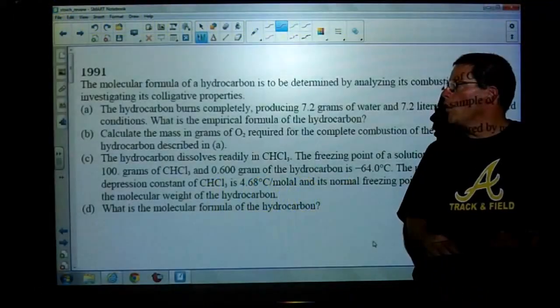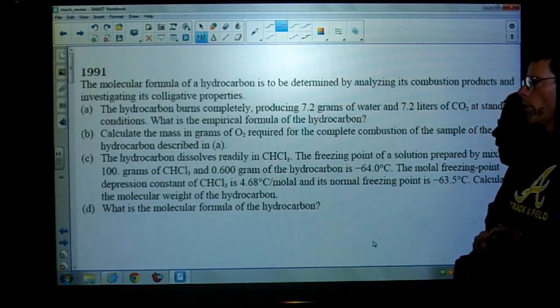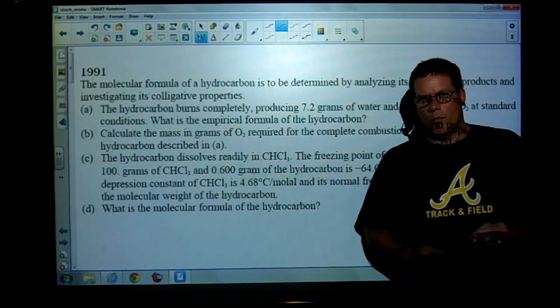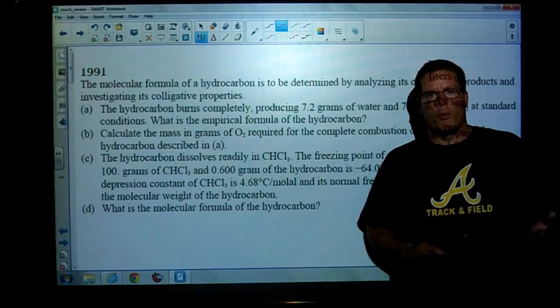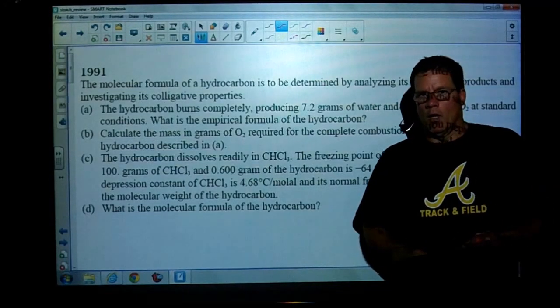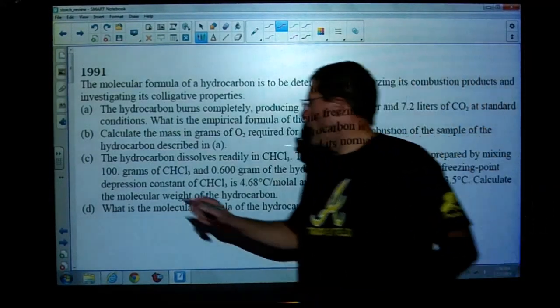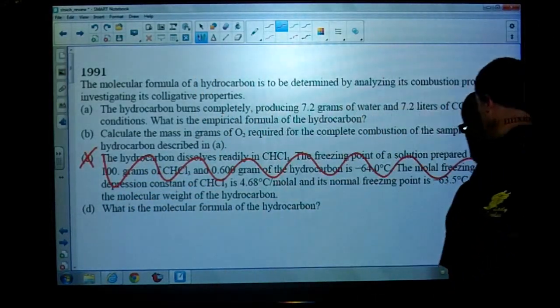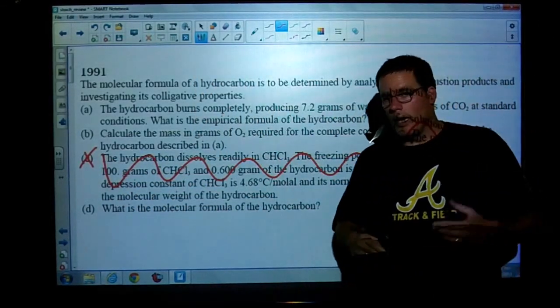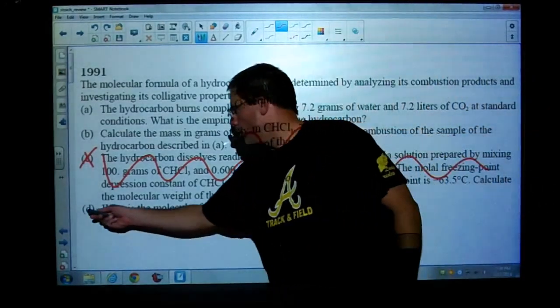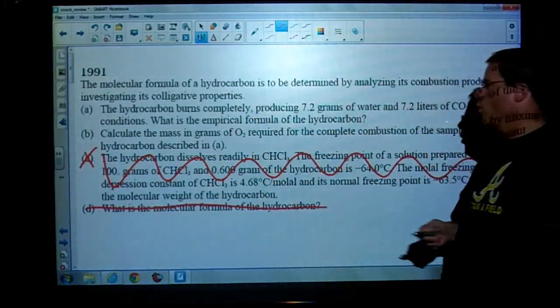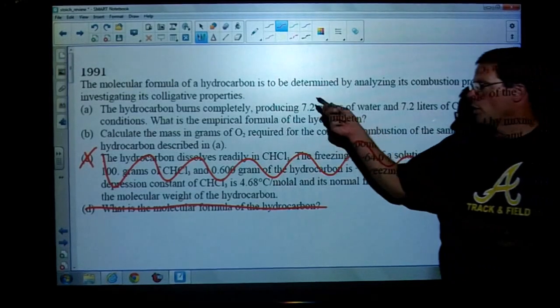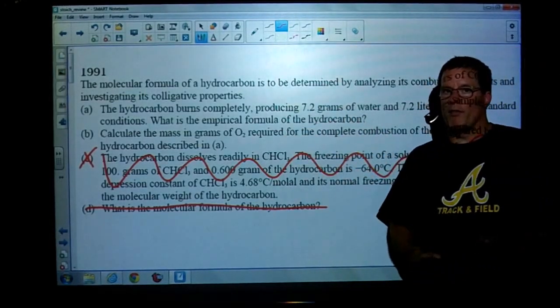Question 1991. A couple years ago, the College Board took out freezing point and boiling point depressions. So unfortunately, we will not be able to do Part C. And since we're not going to do Part C, we kind of need Part C to answer Part D. So I do want to work out Parts A and B because they are very beneficial.